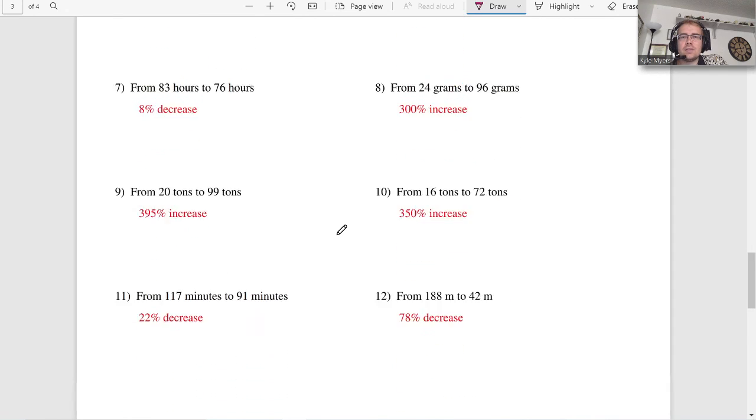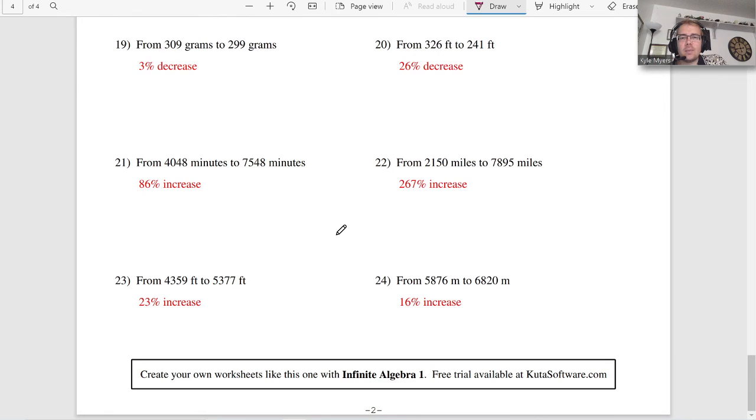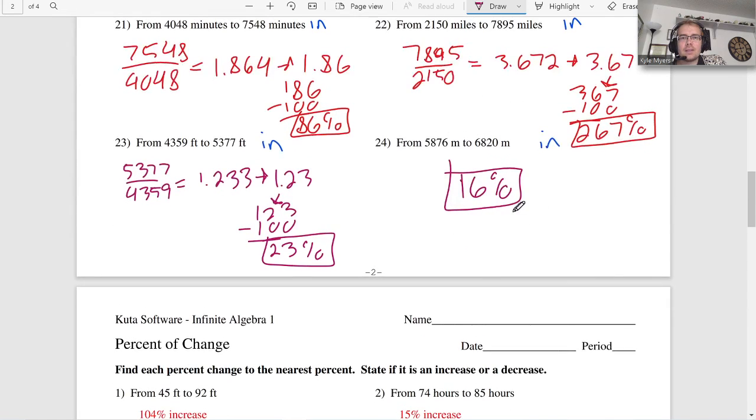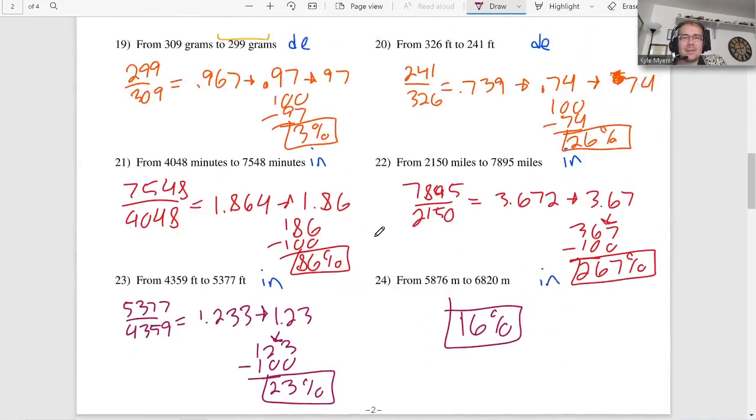So again, here's the answers. All right? And they show decrease and increase. And we show decrease and increase, and then we have all of our percents. There's the 16, there's the 23, right? 16, 23. And if you want to check my work, you can. See if I got any of these wrong.